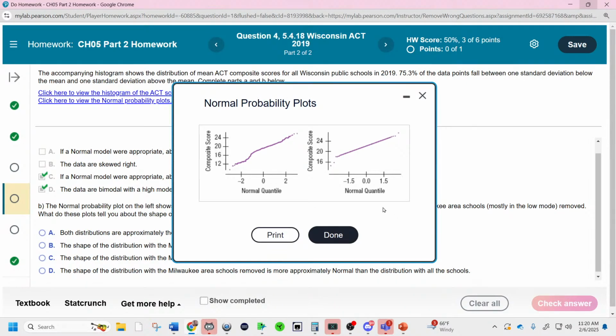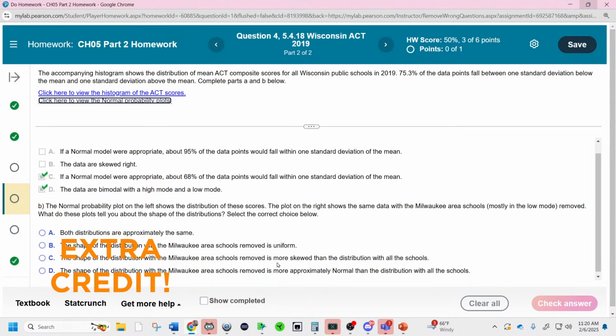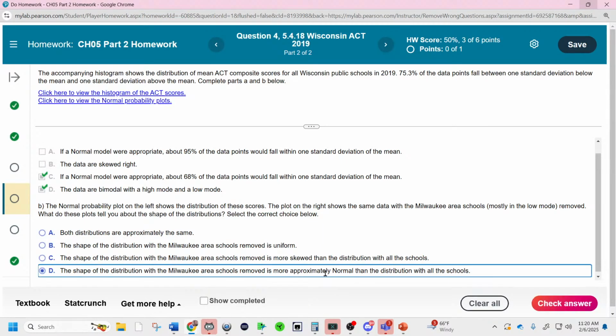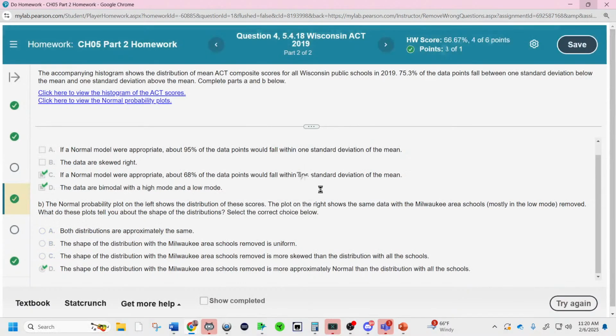What do you think? Don't worry about being wrong. There's points for every answer. Does this look more linear than here? Does it look to follow a line better? Yes, you're right, Darius. It became more normal. So what would this indicate to us? The shape is more approximately normal than with all the schools. When we removed the low outliers, it became more normal.